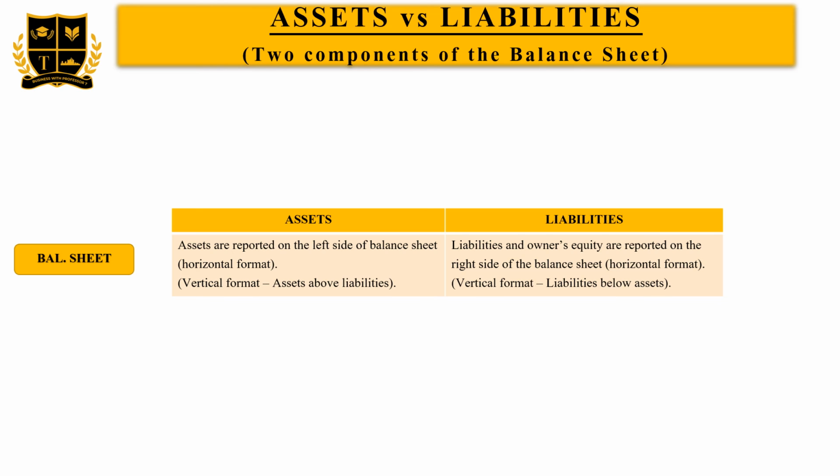Now, looking at liabilities and owner's equity, they are reported on the right-hand side of the balance sheet on a horizontal format, and on a vertical format, it's assets above liabilities. So you have assets and then you have liabilities under.